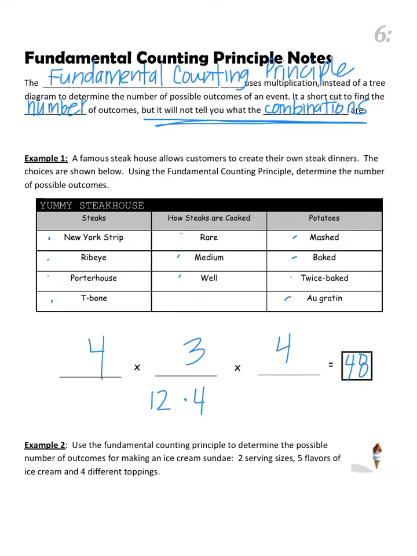Example 2. To make an ice cream sundae, there are 2 serving sizes times 5 flavors of ice cream times 4 different toppings. So multiply that together and you would get 40 outcomes. To be honest with you, I like to use the fundamental counting principle as a way to always double check myself on these tree diagrams.